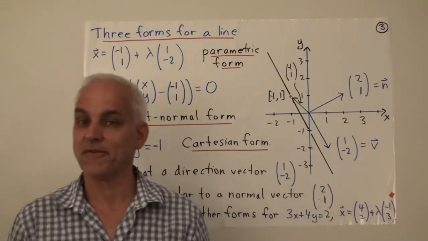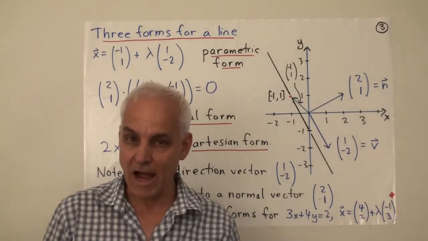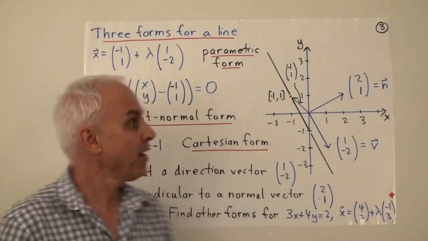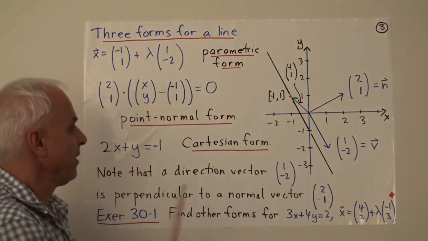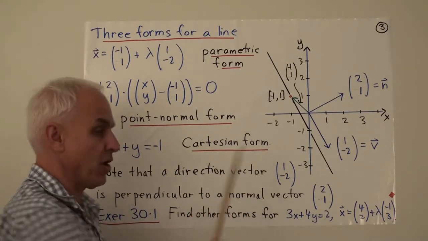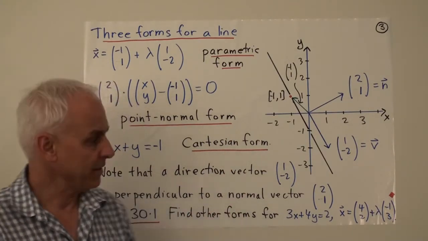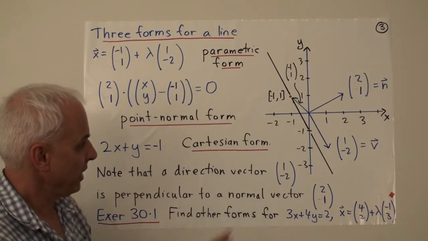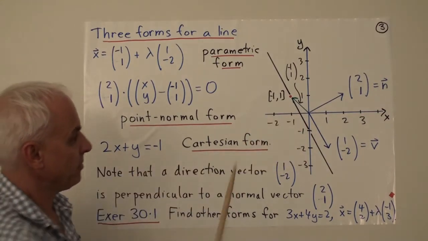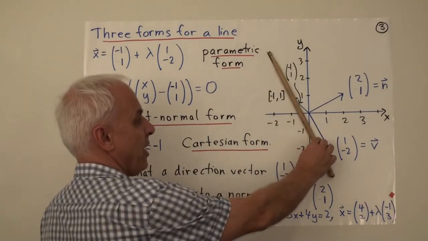So now we have 3 different possible forms for a line in the plane: a parametric form, a point normal form, and the Cartesian form. Let's have a look at all 3 of them in this example here, actually describing this particular line.